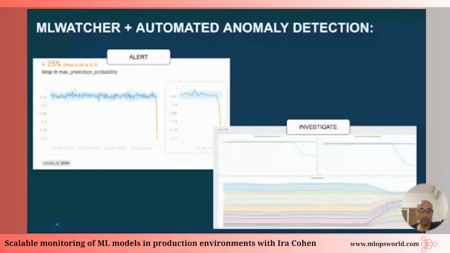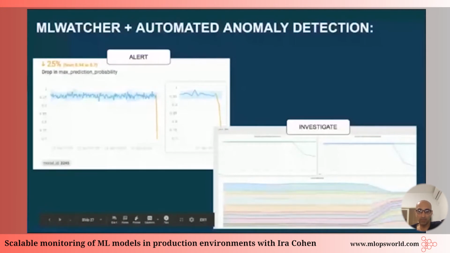Usually when you get an alert on the output prediction probability, not the distribution of classes, then you want to investigate first to see whether some of the input features changed. In this graph here, you see the input feature distribution for all the different pixels. And you see that for a number of the pixels, this distribution completely changed because of this translation.